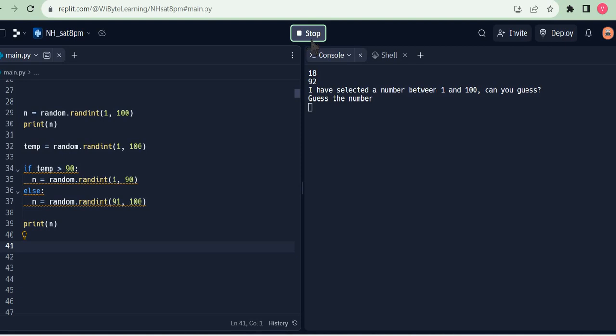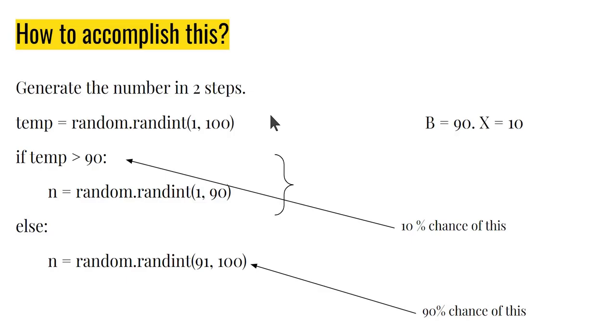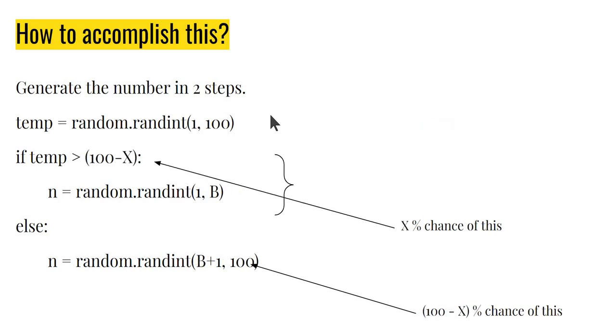In fact, in general, if I were to look at it more generally, if I want to get X% chance of getting the number between 1 and B, then I'll put temp is more than 100 minus X, and then basically random 1 to B, otherwise B plus 1 to say 100, or the upper limit.